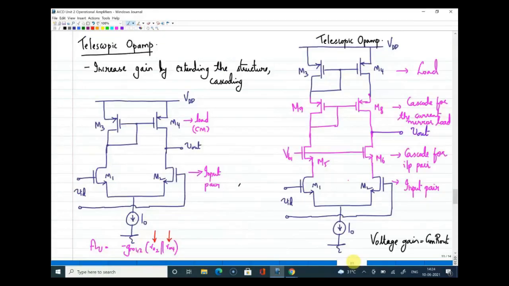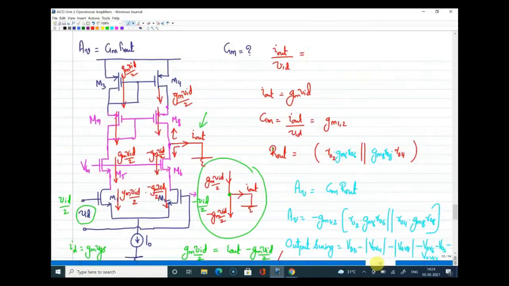In continuation, we also extended the structure of a single stage or differential amplifier. The extension is possible by adding cascode devices, what we can see on the right hand side in the pink color. With the addition of those devices, by stacking additional transistors on top of the input as well as the original load, we extended the structure, and thereby we got a larger gain. Gain is derived by separately calculating Gm and Rout. We also mentioned that the output swing in this case will be VDD minus the overdrive voltage of 5 transistors. So this is in brief what we have seen so far.